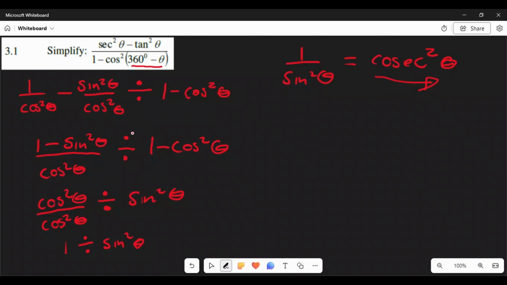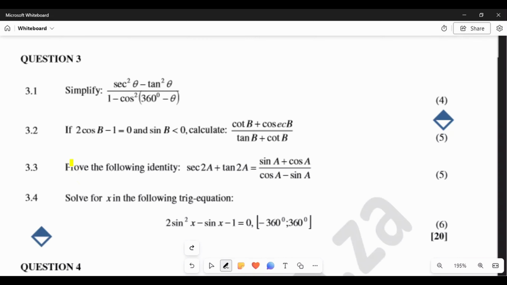Let's go and do 3.2. Alright guys, so this is 3.2. On 3.2, we are given this question here. So it goes like this: if 2 cos b minus 1 is equaling to 0 and sine b is less than 0, calculate the following problem here. So this type of a question, it also needs you guys to understand certain things. So before I explain that, how about I copy this question and then let's do it.